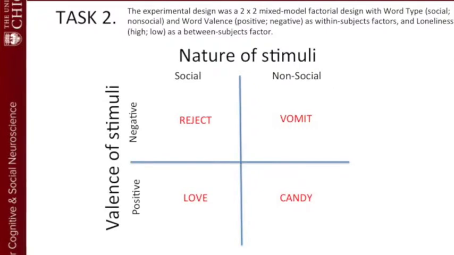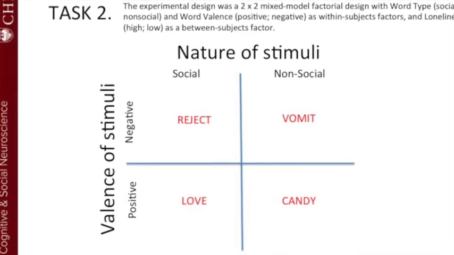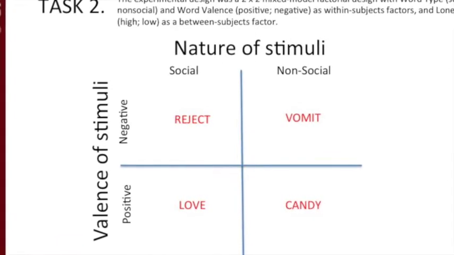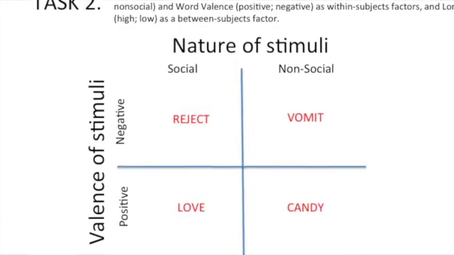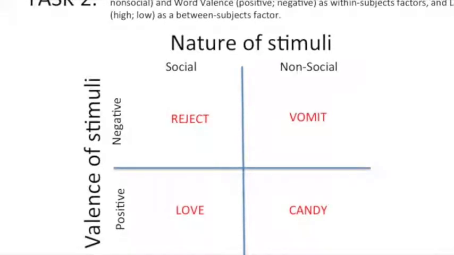What about more complex experimental design, such as a 2x2 mixed model factorial design with word type, social, non-social, and word valence, positive, negative, as within subject factors, and loneliness, for instance, high and low, as a between subjects factor.